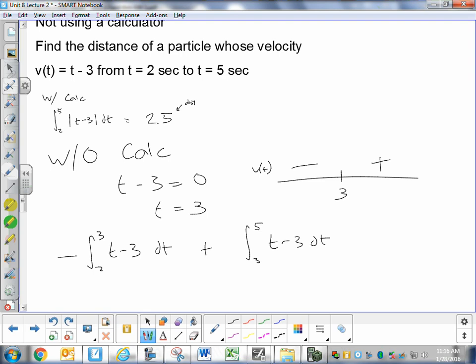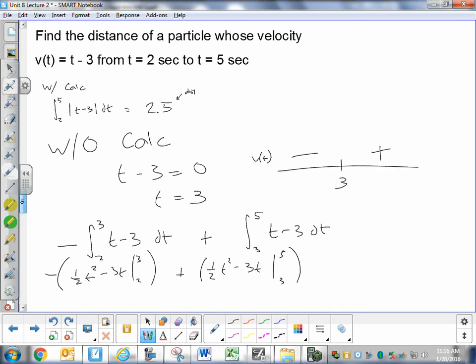Now, typically, you'll be able to leave your answer like this, because what you'll find is that the grunt work of doing this without a calculator is pretty nasty. Let me show you why. We'd have to take the opposite of the change in 1/2 t squared minus 3t between 2 and 3. Then we'd have to add the change in 1/2 t squared minus 3t between 3 and 5. So I'd have to do all of these calculations.